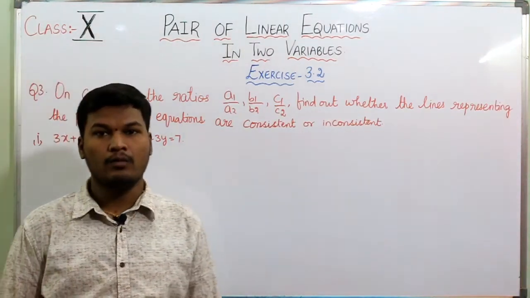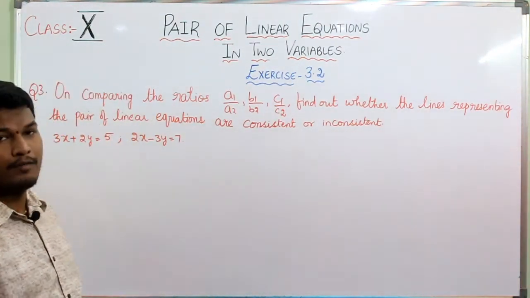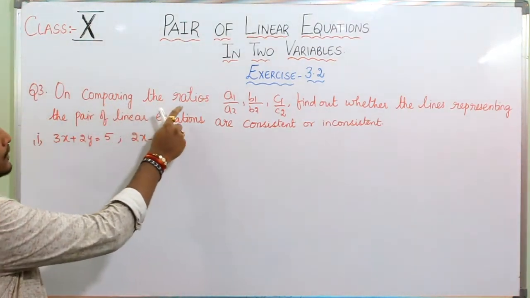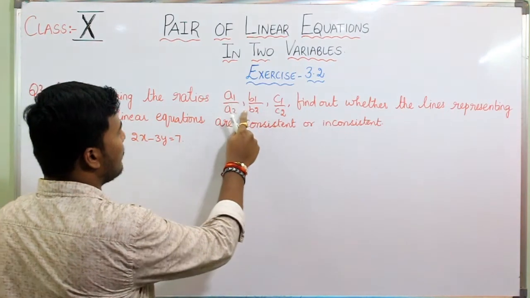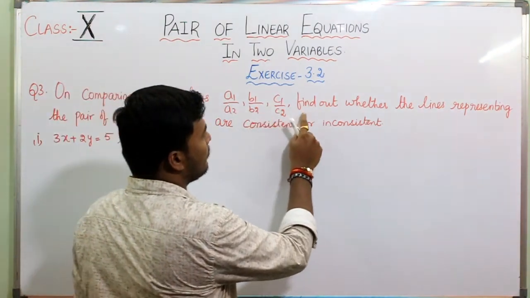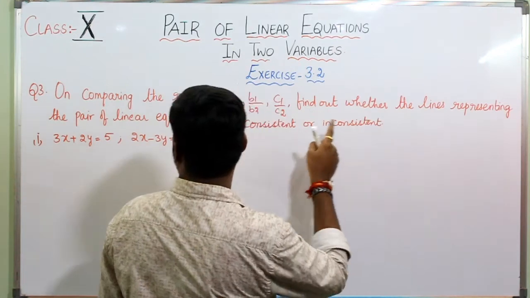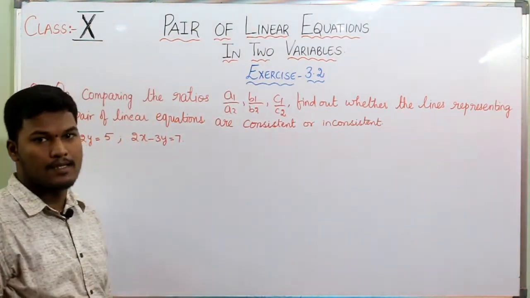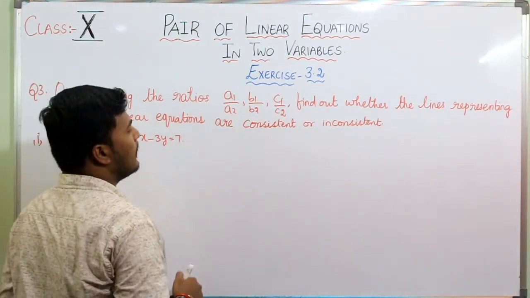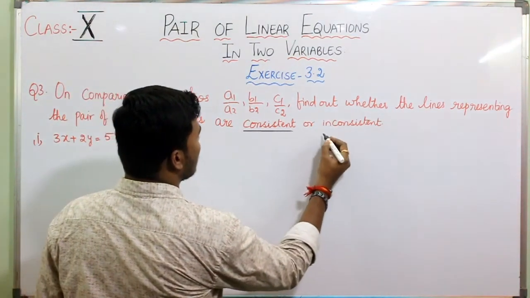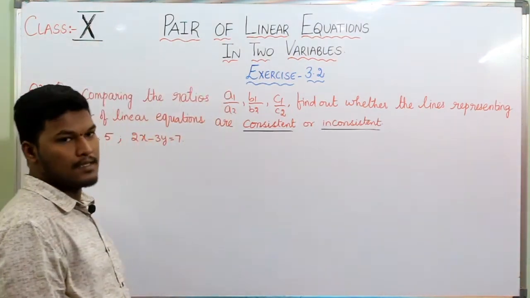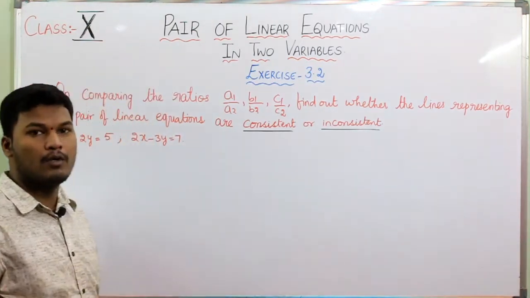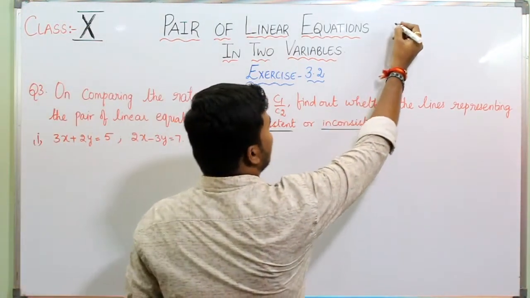Hello students, now let us discuss the third problem of exercise 3.2, that is on comparing the ratios a1 by a2, b1 by b2, c1 by c2, find out whether the lines representing the pair of linear equations are consistent or inconsistent. So we have to just tell whether the given pair of linear equations are consistent or inconsistent. So this can be possible if we are able to say the type of lines, right?